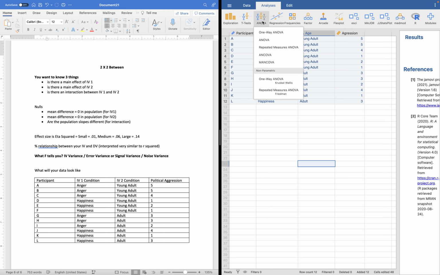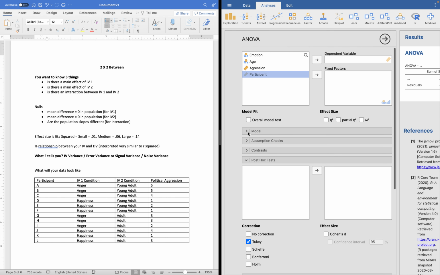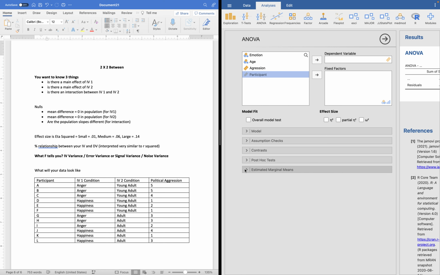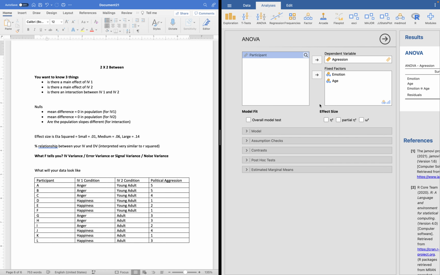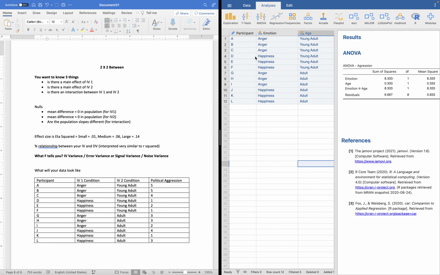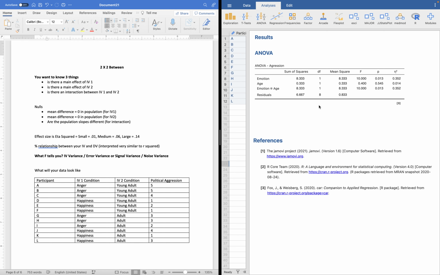So now we want to run our ANOVA. We click ANOVA, ANOVA. I've been playing around with this, so it shows me everything open here. My dependent variable is aggression. My fixed factors are emotion and age. My effect size is right here. I'm going to do this in steps, going through each box and showing you what happens. Okay? So here, just the basic test, you're looking at this.